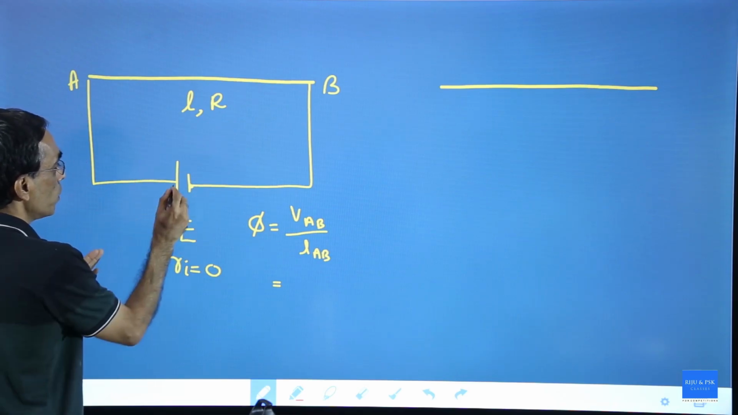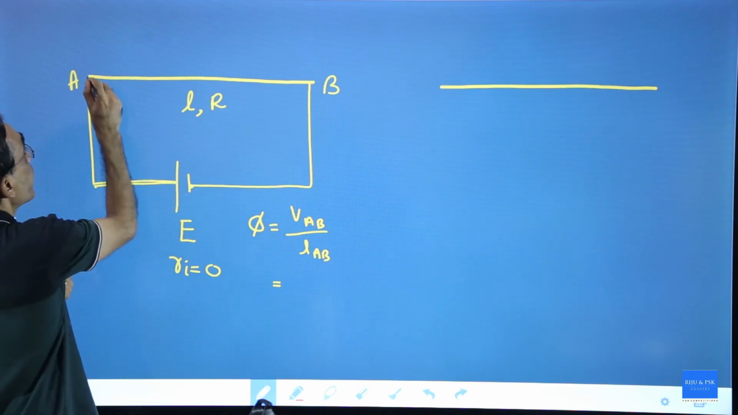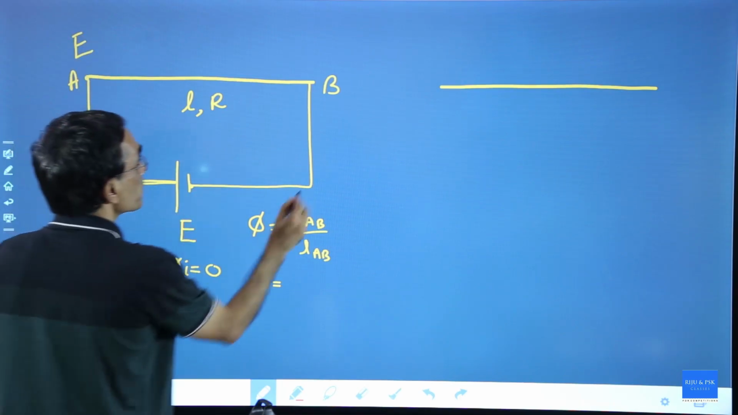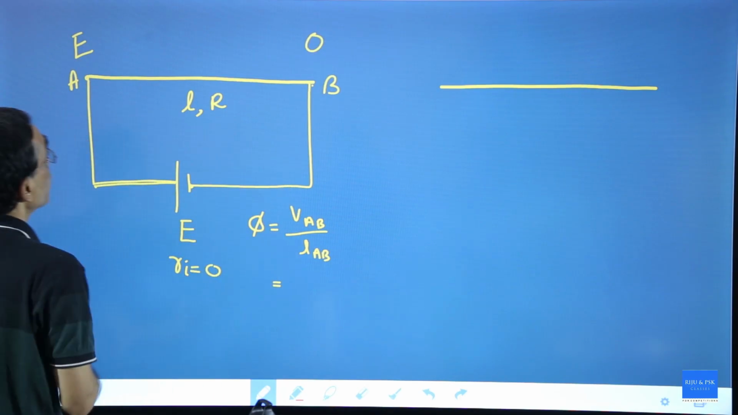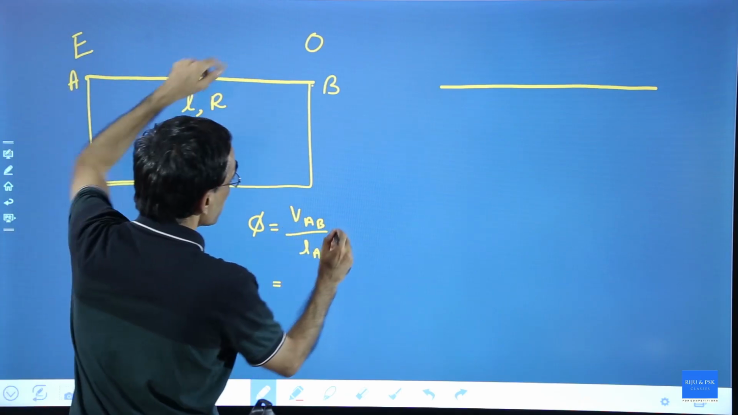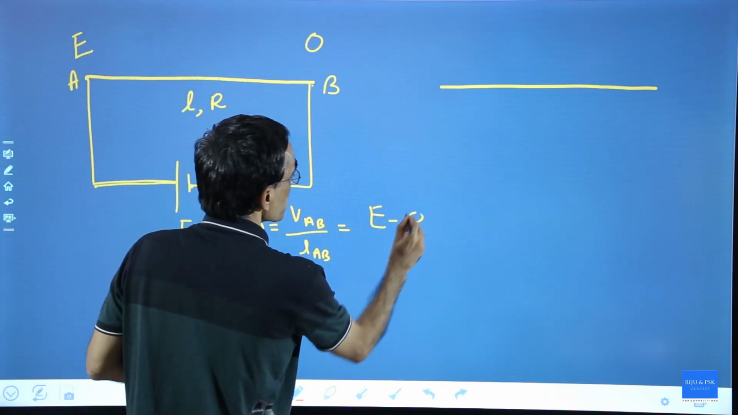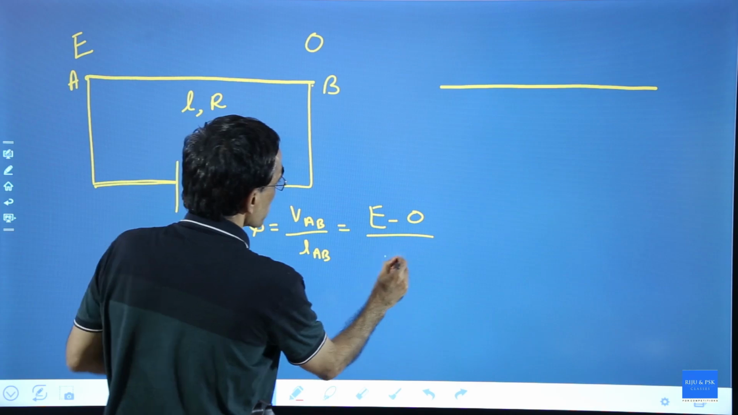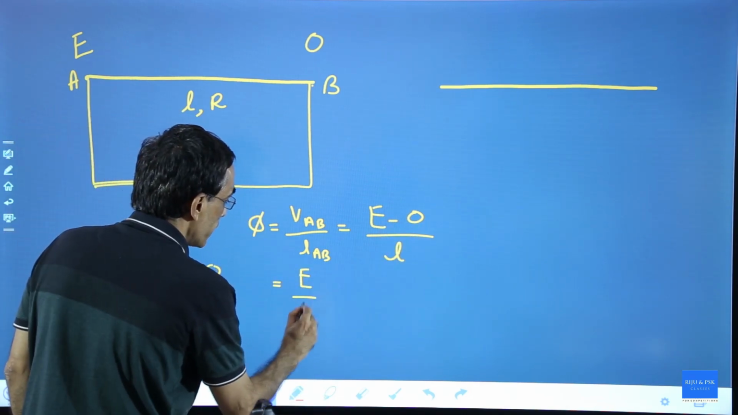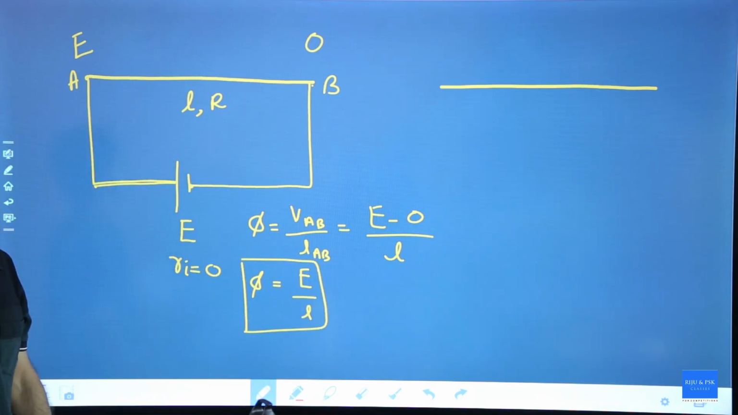Now, this wire is resistance-less, so this point will have a potential E. Check that. And this point will have a potential 0. So what is the difference in potential? Potential difference V between A and B is equal to E minus 0, divided by the length, which is given as L. So the potential gradient is simply E divided by L. Potential gradient is E by L in this case.